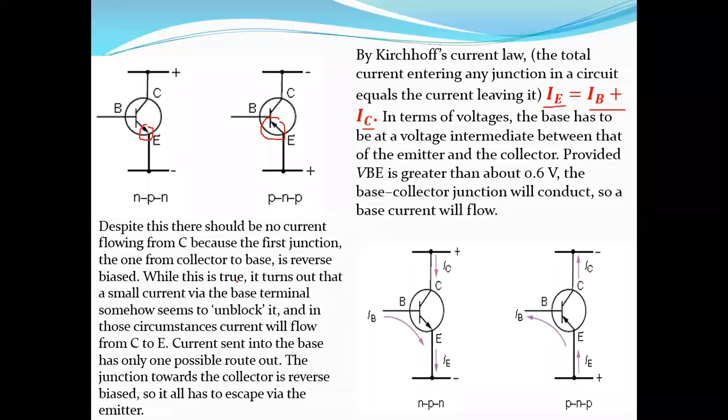Despite this, there should be no current flowing from the collector because the first junction, the one from collector to the base, is reverse bias, right? If there is reverse bias, there is not going to be conduction. But if we give more potential difference, then there is going to be a small amount of current flowing from collector to base. Okay, so let me just erase and clear.